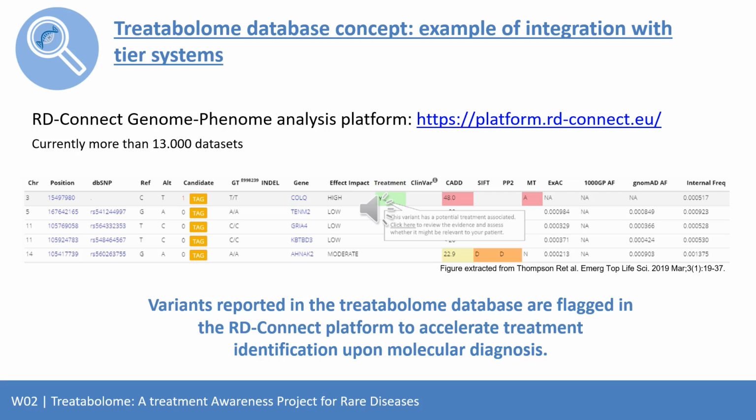Here in this screenshot, you can see a list of variants, the first one being the causative one for the disorder, and how the system flags that variant as associated to a treatment. By clicking there, then the clinician would go directly to the Treatabolome database to have more information for that specific treatment and variant associations.